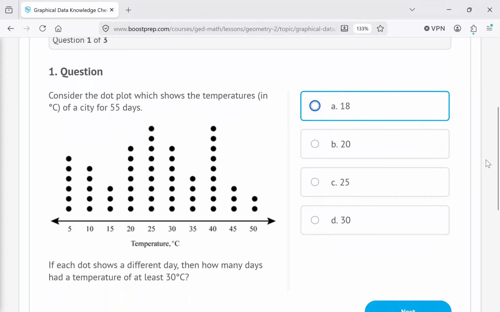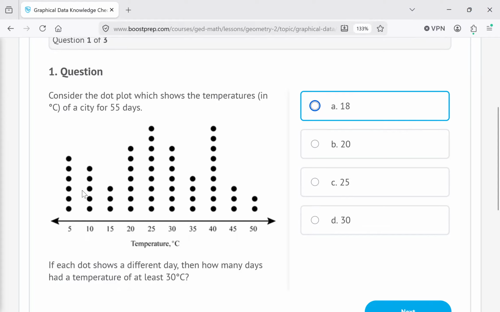So question one says, consider the dot plot which shows the temperature in degrees Celsius of a city for 55 days. If each dot shows a different day, then how many days has the temperature at least 30 degrees? So on the x-axis, it's the temperature in degrees Celsius, and then on the y-axis, it would be the different amount of days, right?